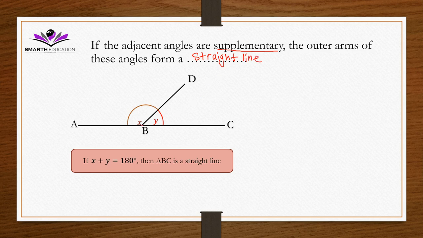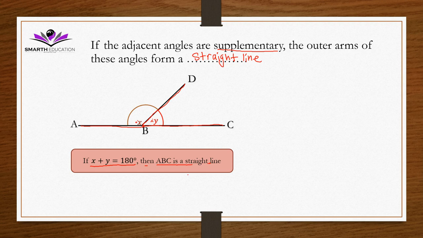We have the arm BD, which is inside because it is between the arm BC and AB there. And then we have the arm BC, which is the outer arm. And then we have the arm AB, which is another outer arm. So if these two angles are supplementary, they add up to 180. It means that ABC is a straight line. So we're saying that if x plus y is 180 degrees, then ABC is a straight line.